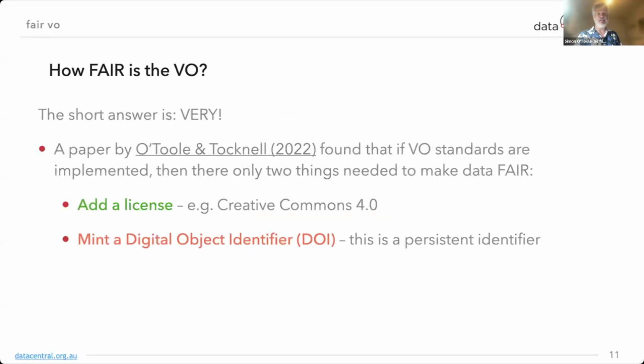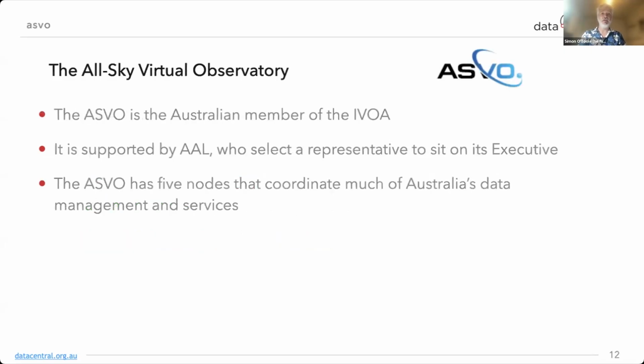So the virtual observatory is very, very FAIR, and in fact, we had a paper a few years ago that found that if you fully implement the VO standards, there are only two things missing to meet this external, cross-disciplinary definition of FAIR: to add a license, as I mentioned, and to have a digital object identifier, which is usually a persistent identifier. You would have seen it for papers, definitely all of the journal articles that you've ever read, and a lot of things on arXiv will have a DOI, but data and software libraries are also increasingly having digital object identifiers attached to them.